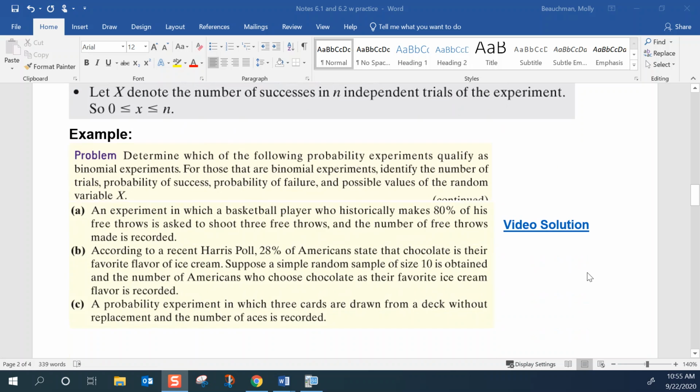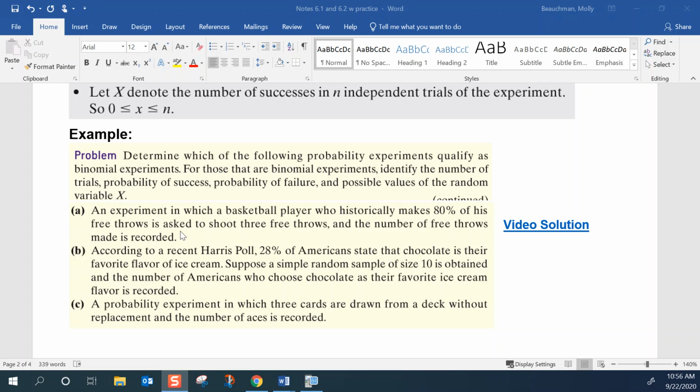Okay, so here's an example. Which of the following probability experiments qualify as binomial? For those that are binomial, identify n, p, 1 minus p, and possible values of the random variable X. So A, an experiment in which a basketball player who historically makes 80% of his free throws is asked to shoot 3 free throws, and the number of free throws made is recorded.